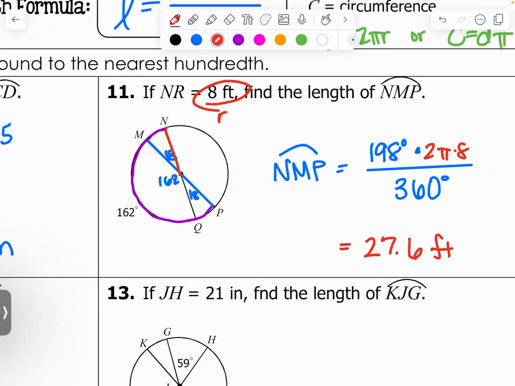Did you get 27.6? Oh, I didn't divide by 360. Yeah, I got 28, but 27.6. 27.7. Nope. 27.6. Do you have 198, not 199? 198.